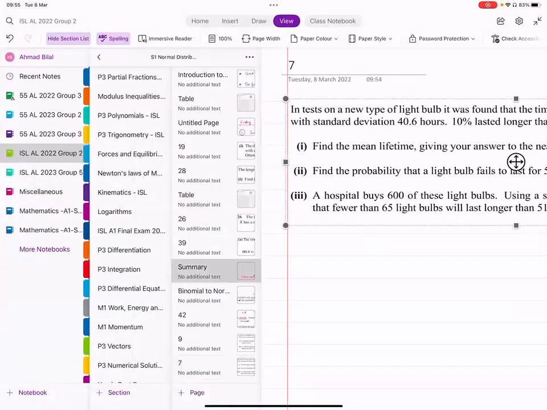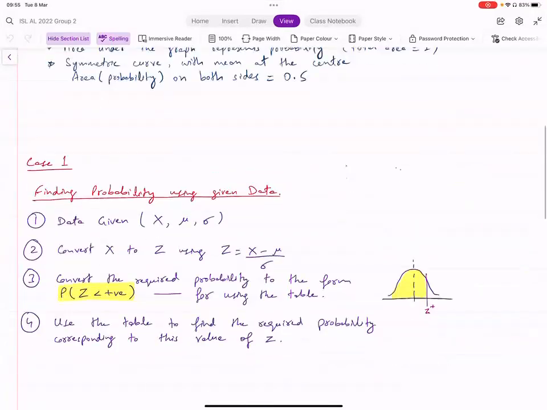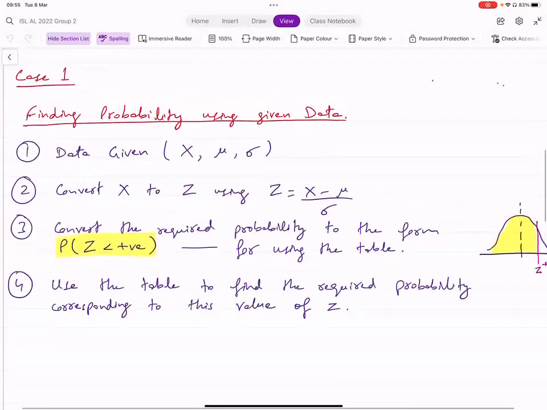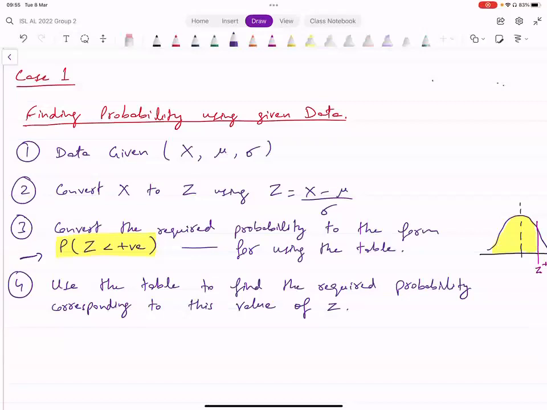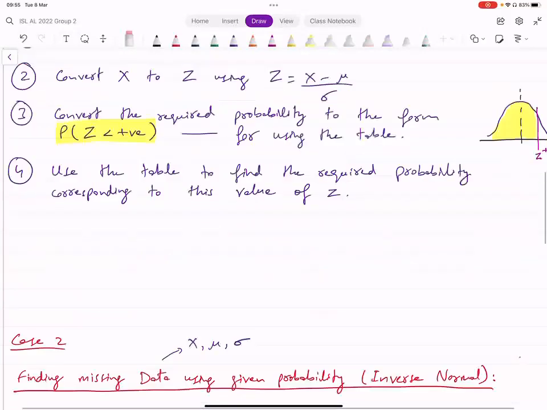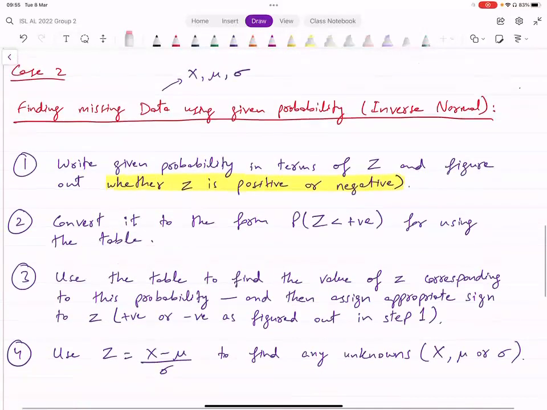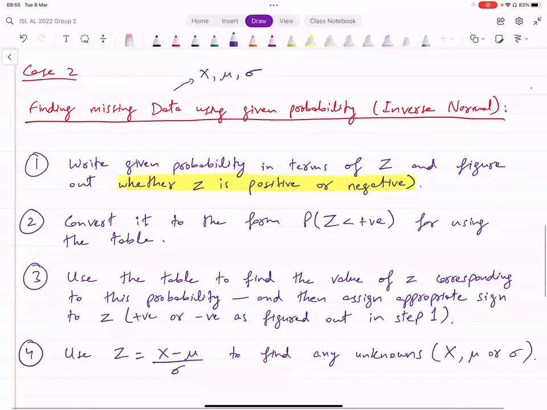Just to remind you, this is what we have done until now. We have done how to find probability using given data. Data given होगा, probability find करनी होगी। आपने क्या करना है, convert कर लेना है x को z में, z less than positive वाली form में convert कर लेना है फिर, और table से probability find कर लेनी है। We've done the other thing that's called inverse normal. Data में से कोई चीज missing है, x, mu या sigma, probability given होगी, आपने क्या करना है, z को find करना है whether that's positive or negative.